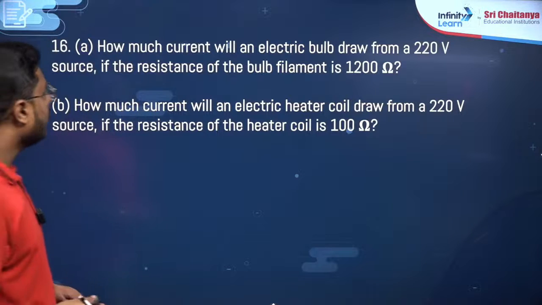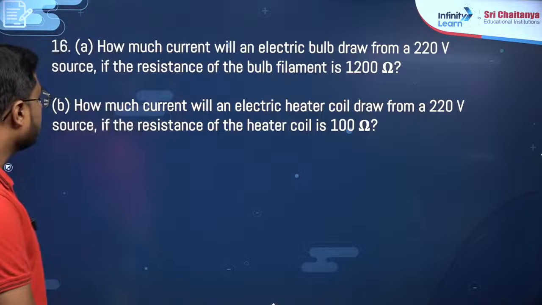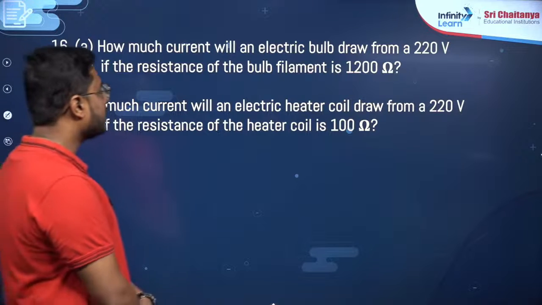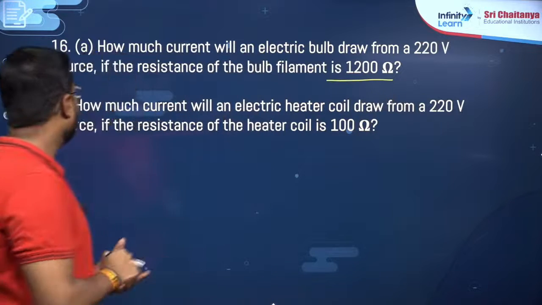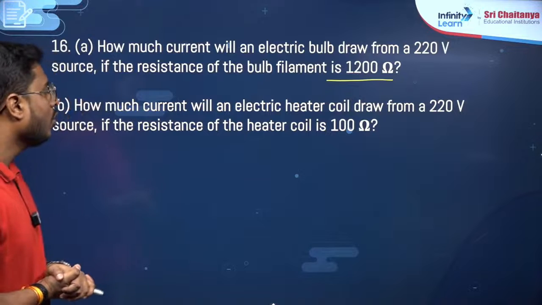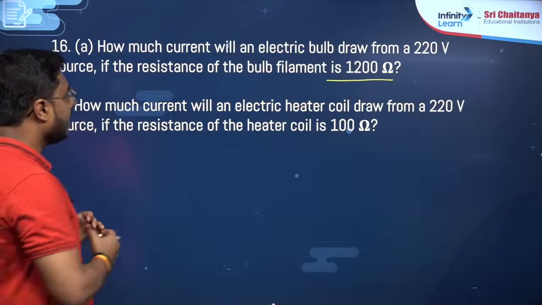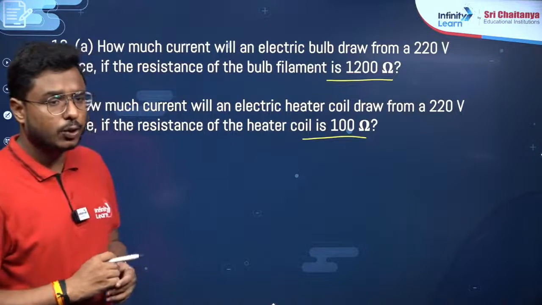Okay, now the next question. How much current will an electric bulb draw from a 220 volt source if the resistance of the bulb filament is 1200 ohm? B part, how much current will an electric heater coil draw from a 220 volt source if the resistance of the heater is 100 ohm? Quickly solve it, easy question.